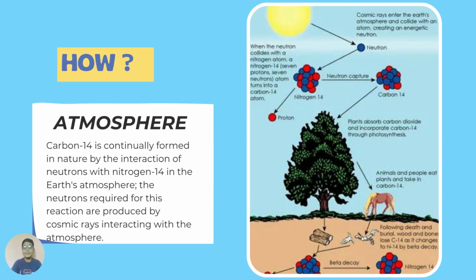Now the animals also eat these plants, like a giraffe, isn't it? We humans are also a kind of social animal and we also eat them. So animals and people eat plants and take in carbon 14. So this carbon 14 is going to everyone in nature, all the biotic components.